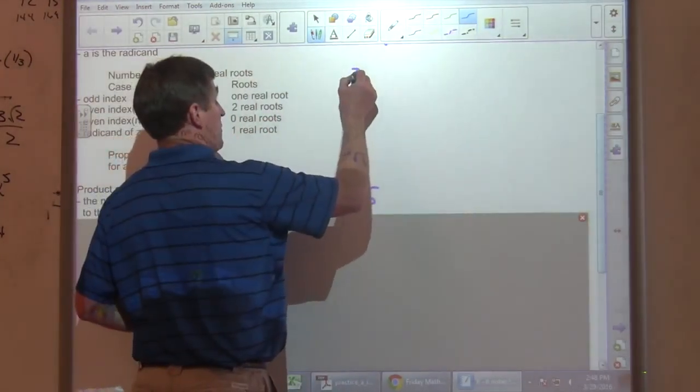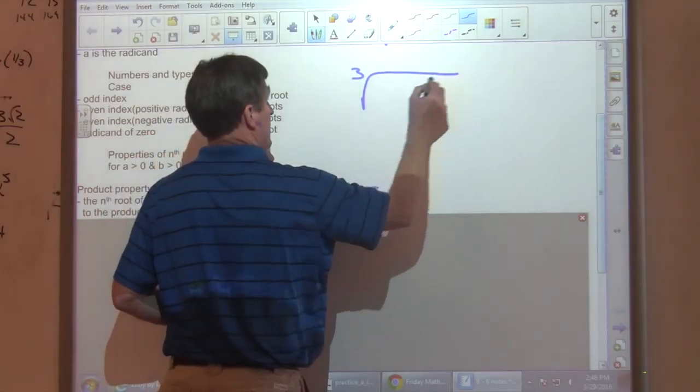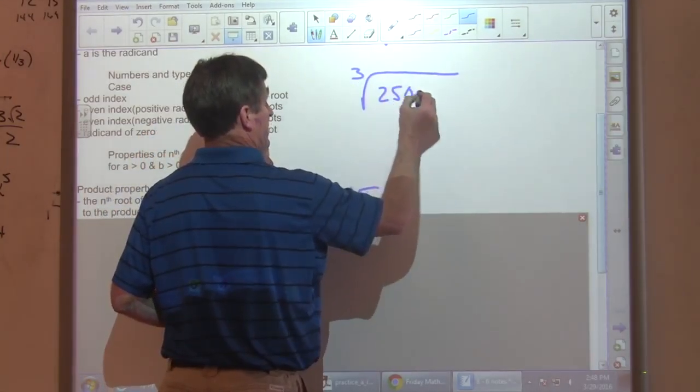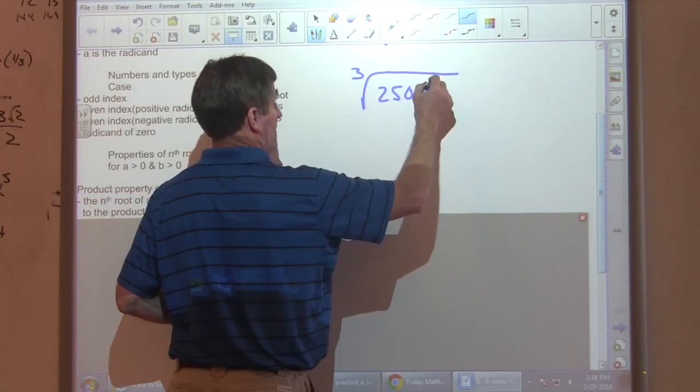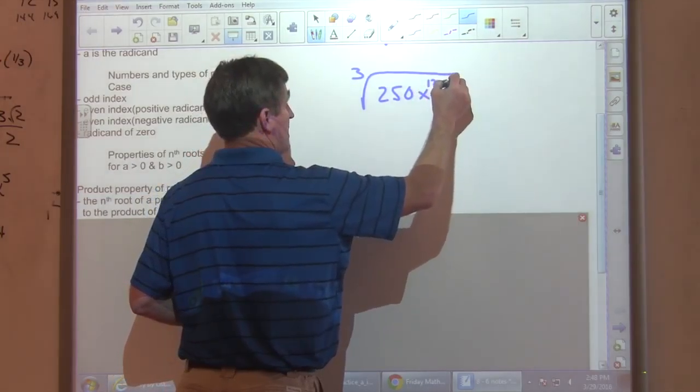So an example would be, let's take the third root of 250, x to the 12th, y to the 14th.